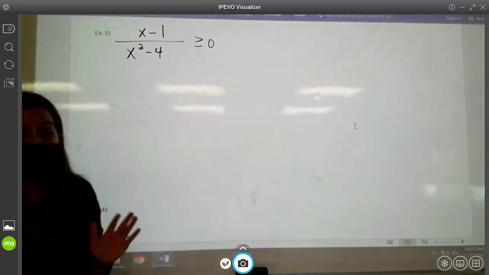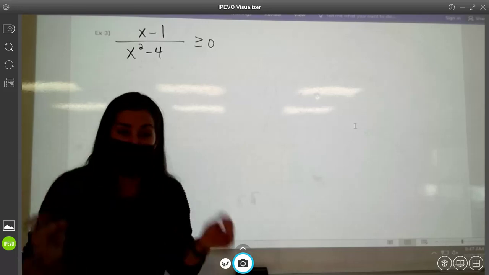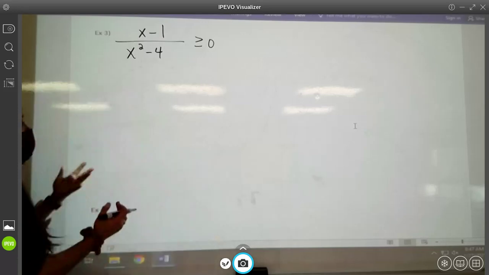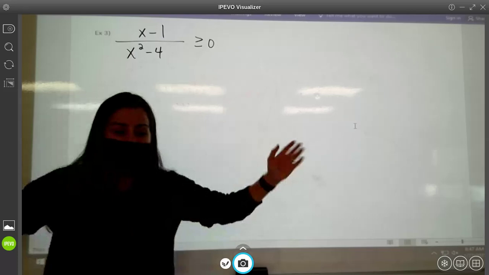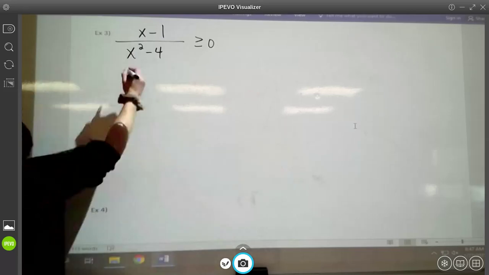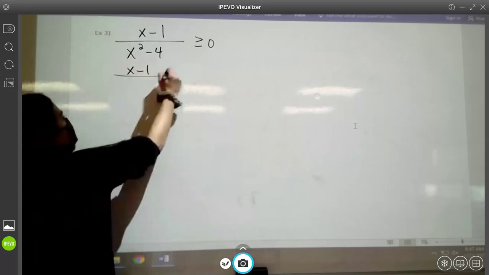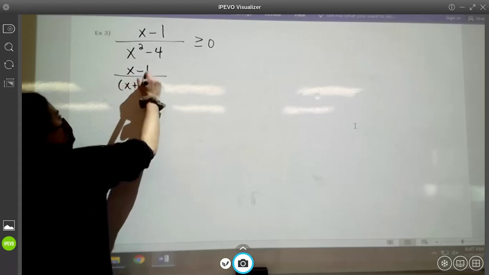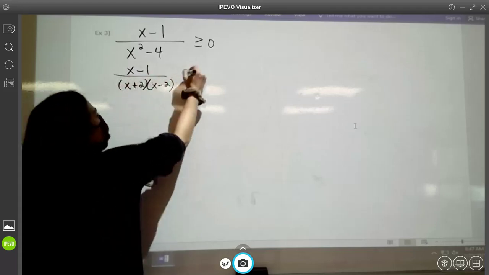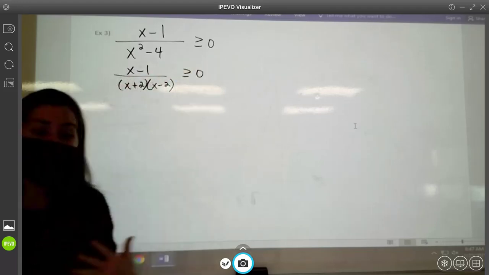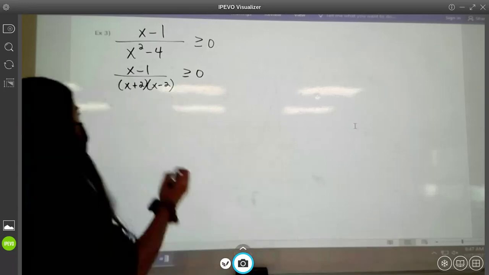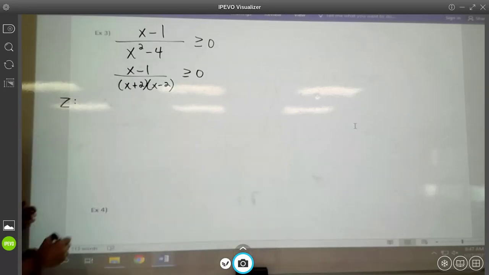There's a couple things you have to watch out for, though, with the rational, the fraction. So the first thing I would do is have you compare it to 0. We're good. Then we would factor it. So let's do that. Difference of 2 squares. Then I would have you find the zeros, just like we were doing. Find the zeros.